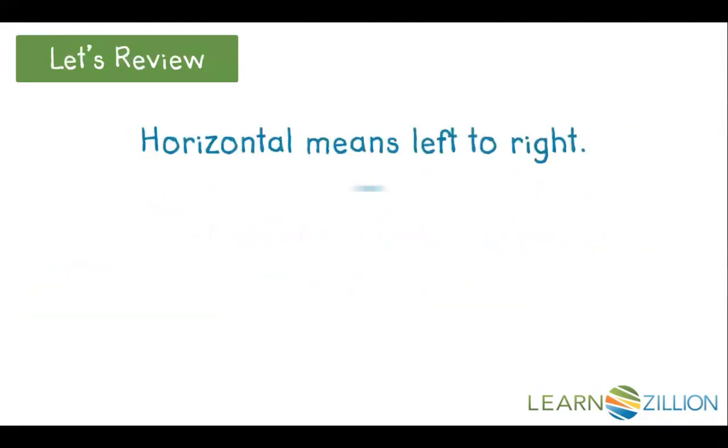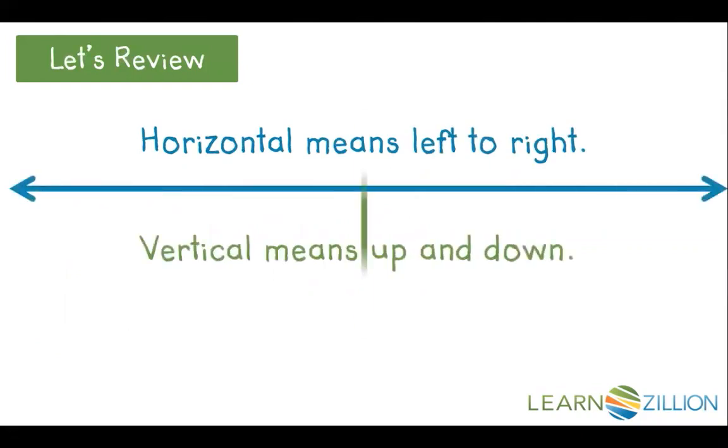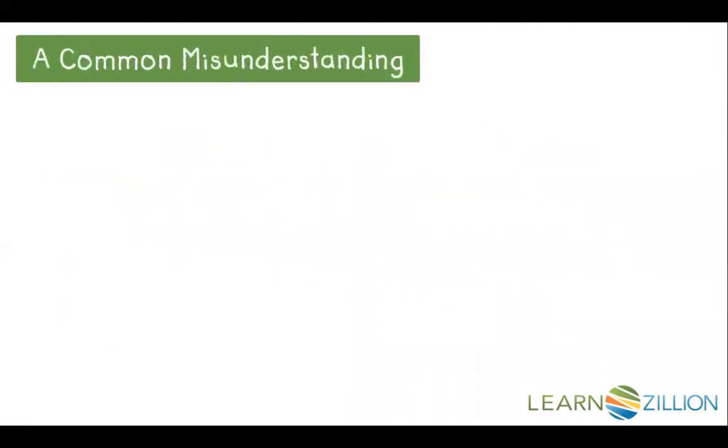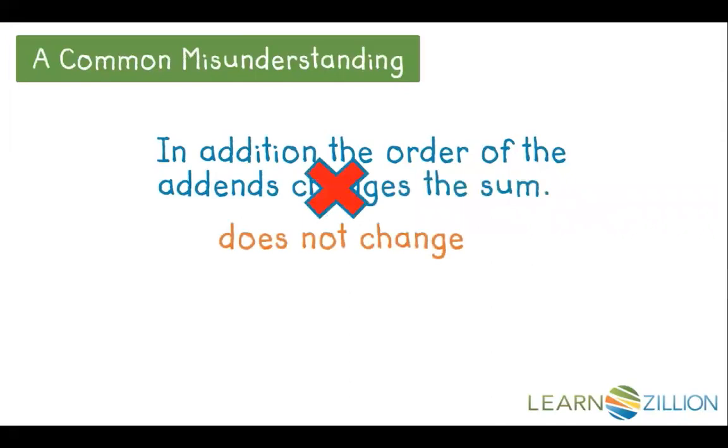Horizontal means left to right. Vertical means up and down. A common misunderstanding is that in addition, the order of the addends changes the sum. That is not true. The order of the addends does not change the sum. 10 plus 7 equals 17. 7 plus 10 equals 17. This is called the commutative property of addition.